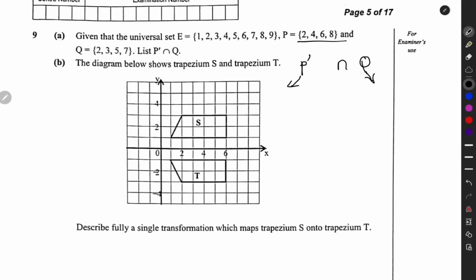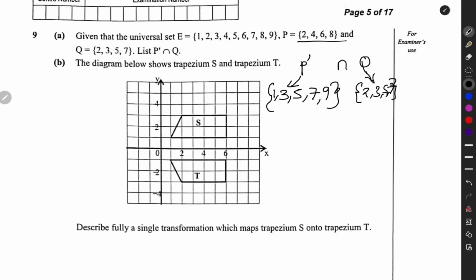universal set. So P complement, I think we can see I don't have a 1 in this set. I cannot list 2. I don't have a 3. I don't have a 5. I don't have a 7, and I don't have a 9. So this is my P complement. So if I check my set Q is straightforward. So set Q is simply 2, 3, 5, 7. So these are the elements in set Q.